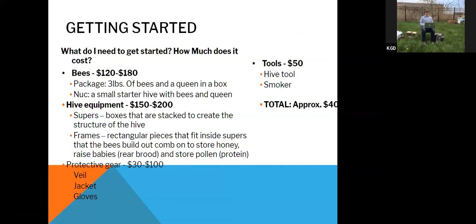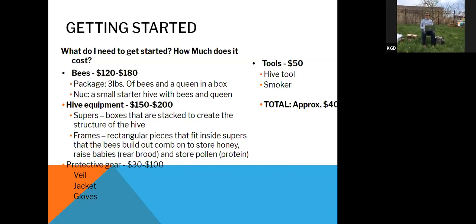I wanted to put this out front because beekeeping ain't no joke. It's a really awesome hobby and a really awesome way to contribute to the natural world, but it's also not cheap to get started. So I just wanted to give you some sense of what it costs. To order bees is somewhere between $120 and $180.